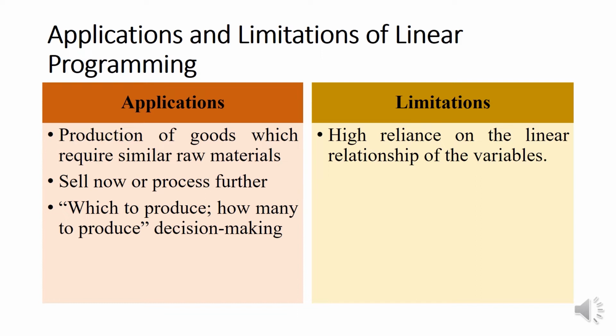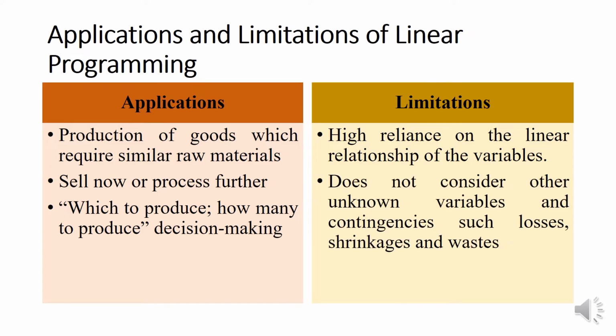For example, in linear programming, there is a high reliance on the linear relationship between the variables. And this could not be entirely true because in an actual real world scenario, there might be certain cases wherein the linear relationship might not be true to all situations. And it does not consider other unknown variables such as contingencies or losses, shrinkages, and wastes. So these are limitations of linear programming.